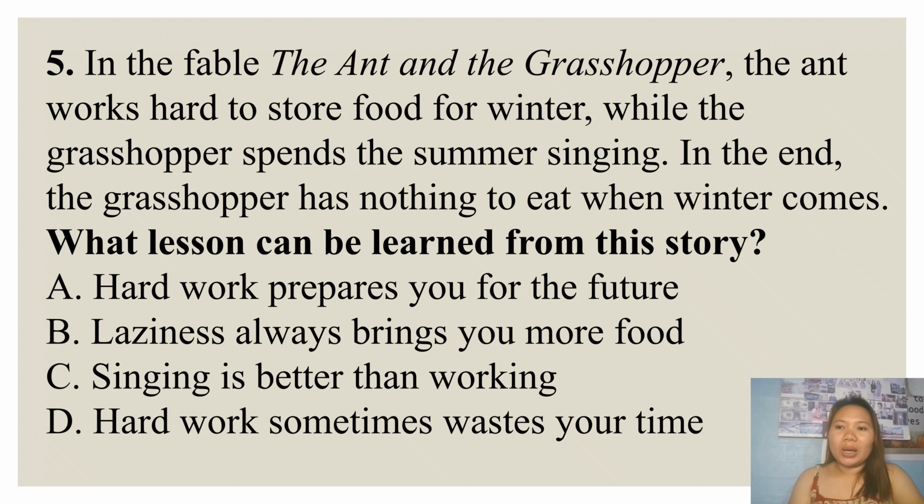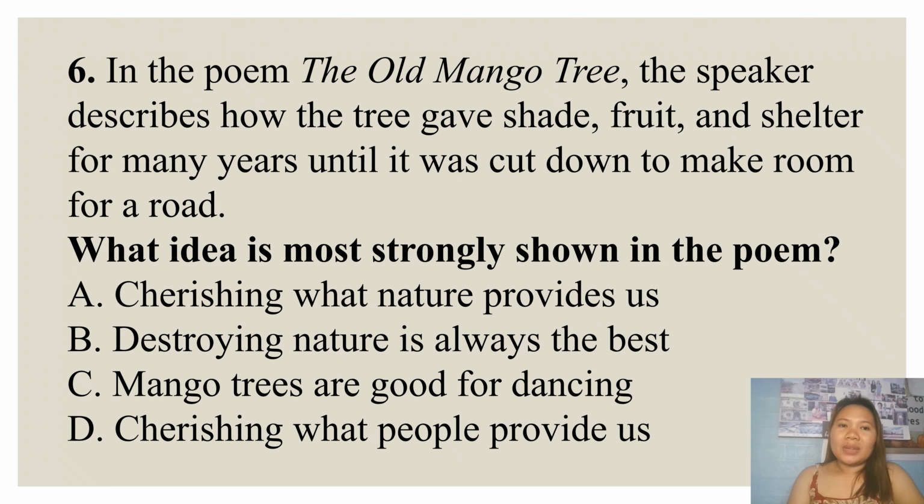3, 2, 1. Number 6. In the poem The Old Mango Tree, the speaker describes how the tree gave shade, fruit, and shelter for many years until it was cut down to make room for a road. What idea is most strongly shown in the poem? A. Cherishing what nature provides us. B. Destroying nature is always the best. C. Mango trees are good for dancing. D. Cherishing what people provide us.